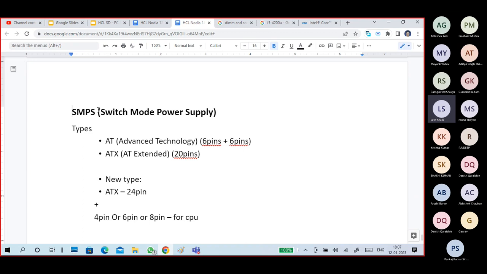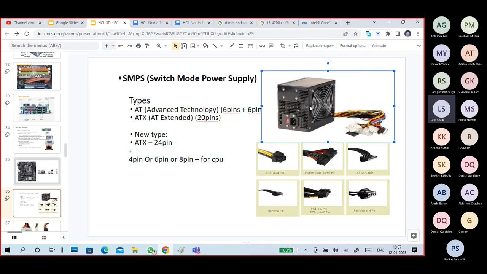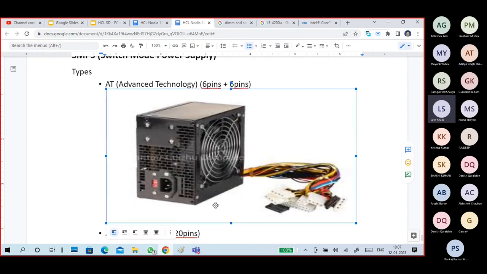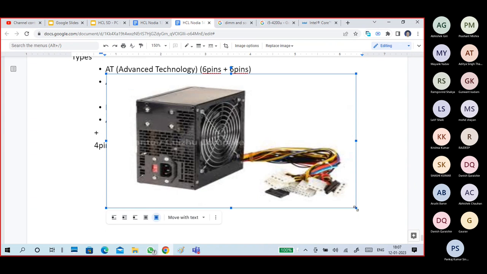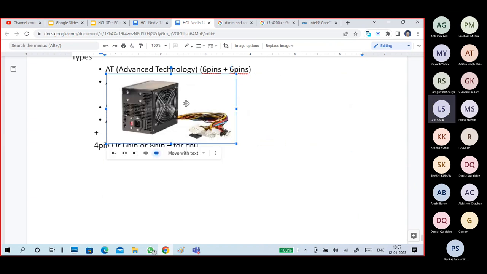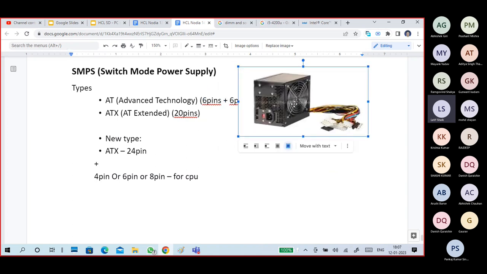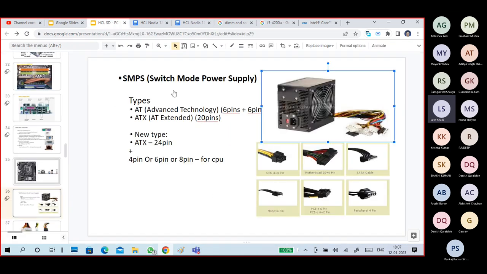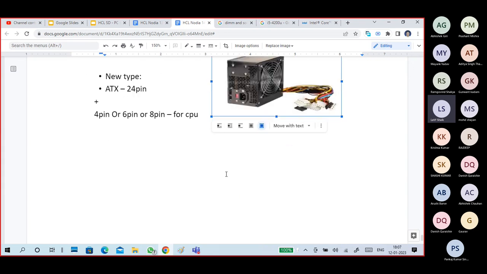So we need an SMPS to convert AC to DC power supply. We have to convert that AC power supply to DC power supply. And not only one, right? From a single AC power supply, we require multiple DC power supplies to supply different devices.